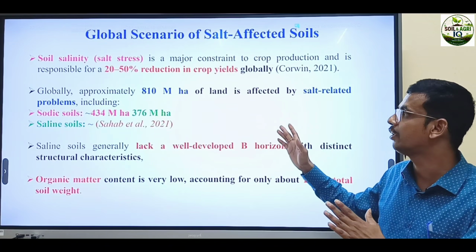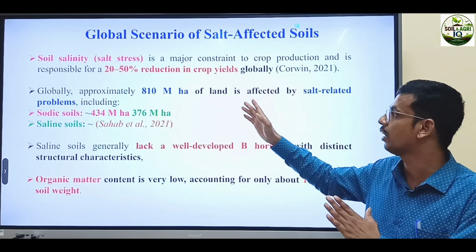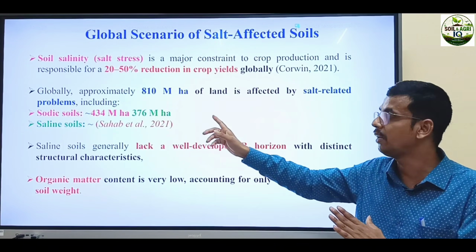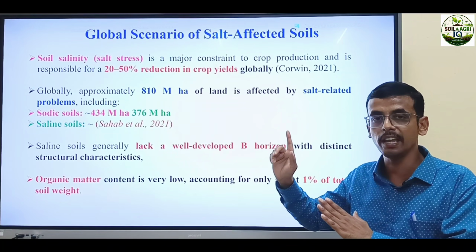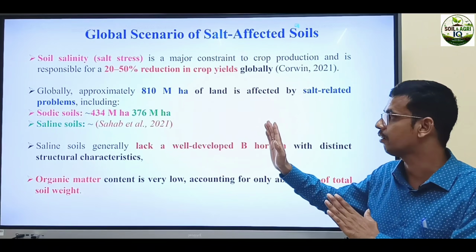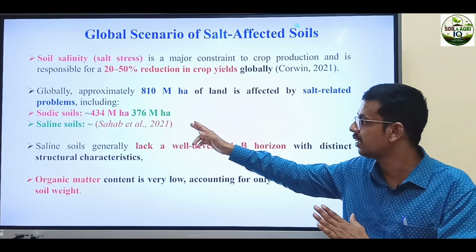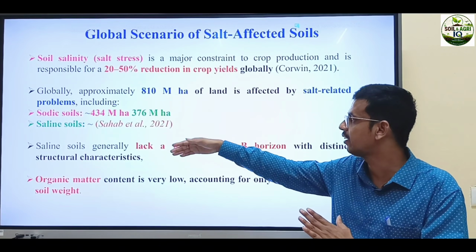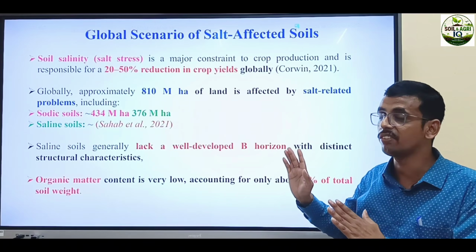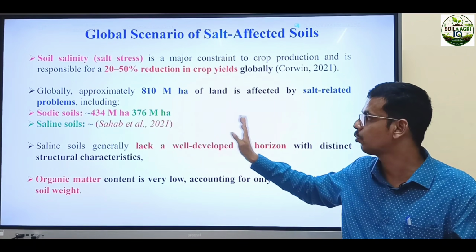This is the global scenario of salt affected soil. Salinity stress is a major constraint in crop production, responsible for a 20 to 50% reduction in crop yield. Globally, 810 million hectares of land are affected by salt problems, including sodic soil at 434 million hectares and saline soil at 376 million hectares. I have taken this from Sahab et al 2021.